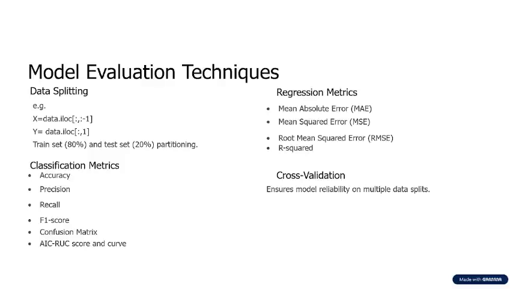Then we have AUC, sorry, not AIC. We have AUC, ROC curve, and score. Now, these also check accuracy, that is how well your machine learning model is predicting. However, this AUC, ROC score usually uses a graph to represent the performance. So that's what differentiates it from the other classification metrics. So all these ones are for classification algorithms.